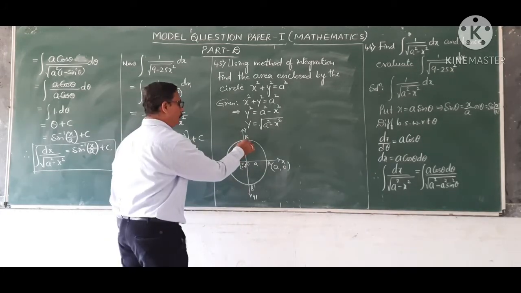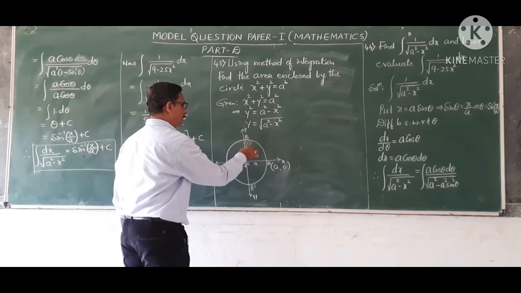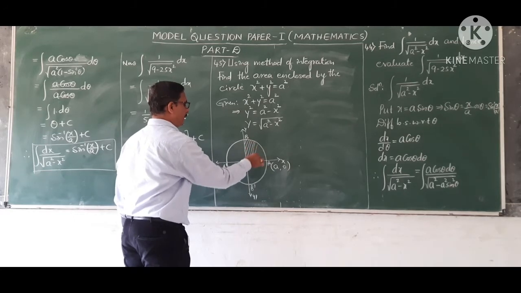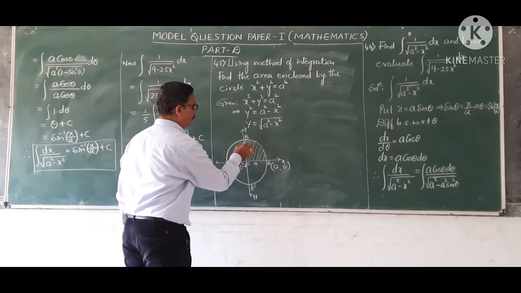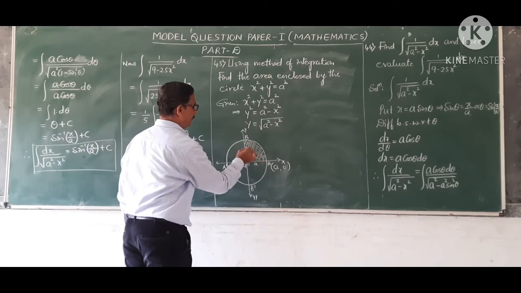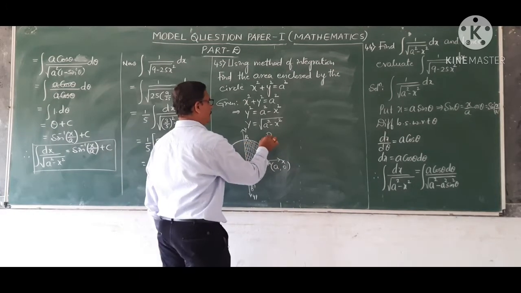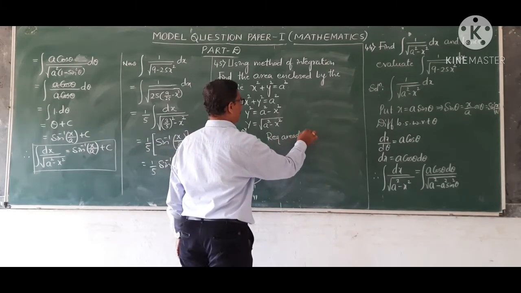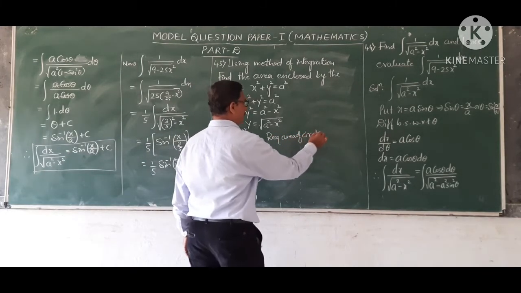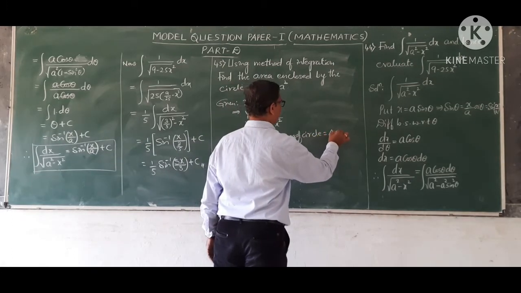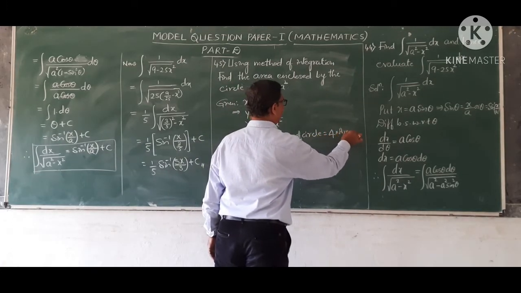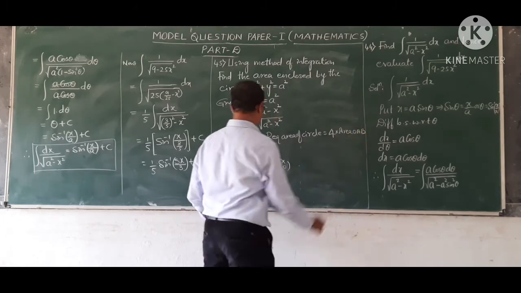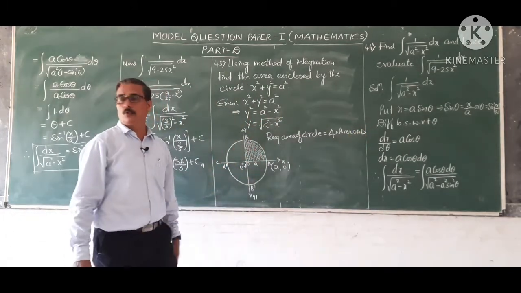Now to find the area of the complete circle, what can you do? First find the area of the first part. Solve one part area, then multiply by 4 times, because the circle is divided into 4 parts. So required area of circle is equal to 4 times area OAB. Right? 4 times area OAB.